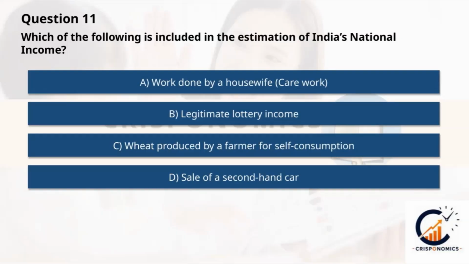Let's look at what counts towards India's national income. We have 4 options: work done by a housewife, legitimate lottery income, wheat produced by a farmer for self-consumption, and the sale of a second-hand car. The question here is, which of these are actually included when we calculate the country's total economic output? Understanding this helps us see how national income reflects real economic activity and what might be left out.